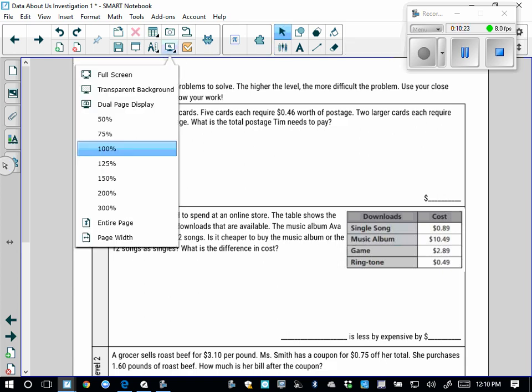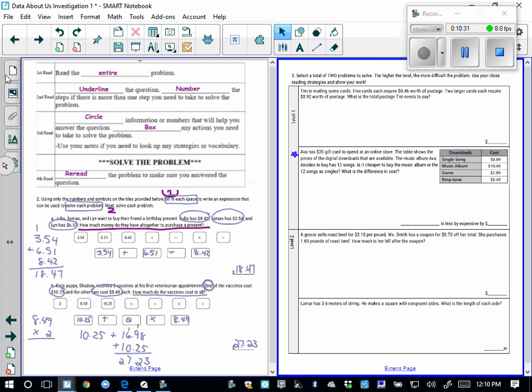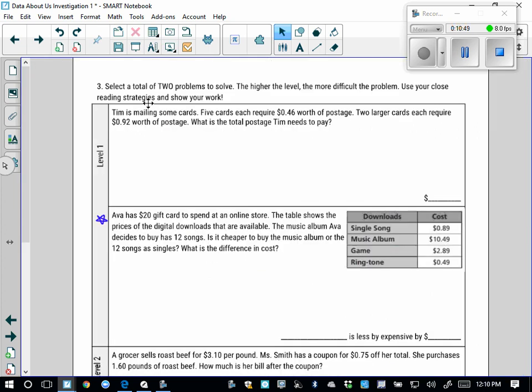Just to keep a reminder, I can put this into dual page mode. And we're going to underline the question and number the steps if there is more than one step to take. So when I read the problem a second time, Ava has a $20 gift card to spend at an online store. The table shows the prices of the digital downloads that are available. So certainly I want to make sure I look at this table here.